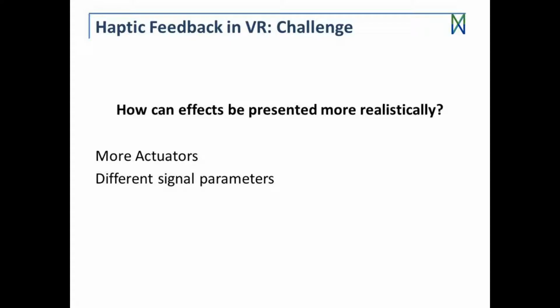But our question was, how can we improve these products and what can we do to make effects more realistic? It turns out that we have two methods. First, we can use more actuators. And second, it was of particular interest to use different signal parameters on the actuators. But what are the signal parameters?